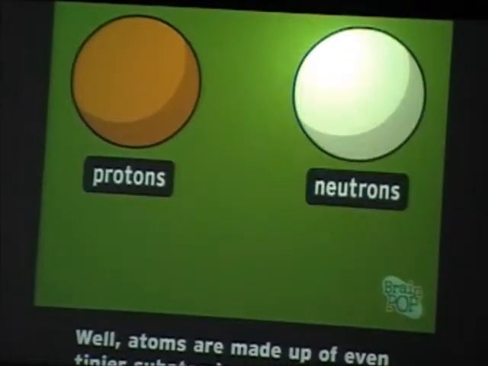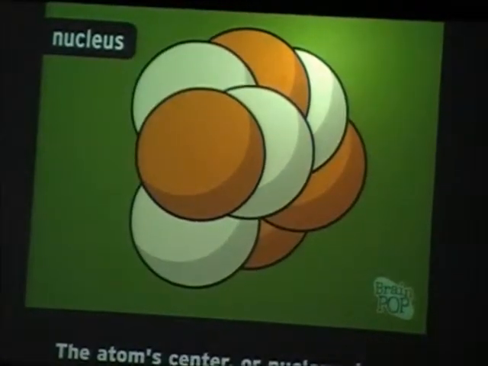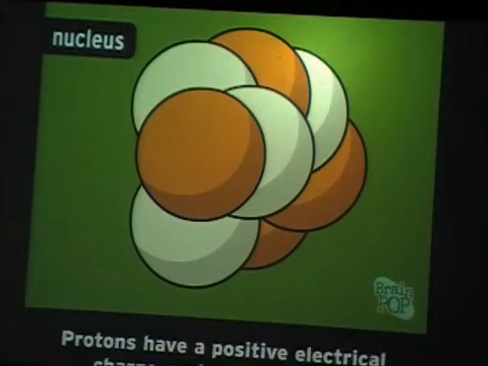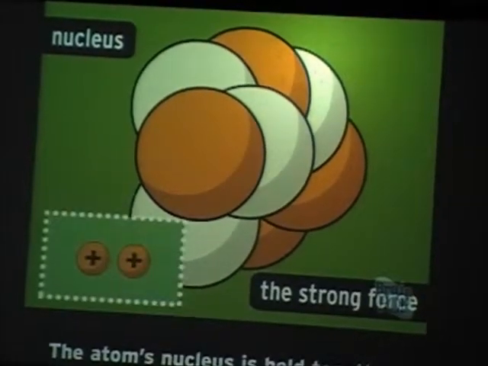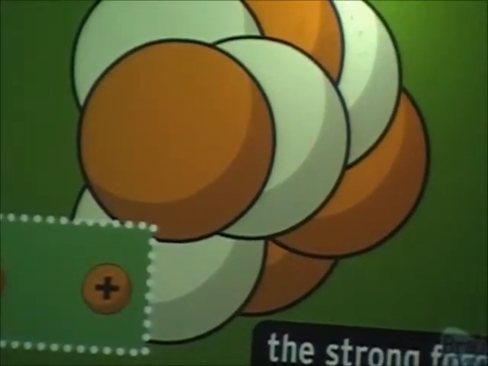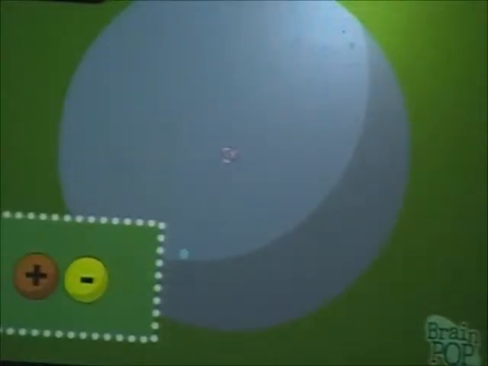What is it? Well, atoms are made up of even tinier subatomic particles called protons, neutrons, and electrons. The atom's center, or nucleus, is a cluster of protons and neutrons. Protons have a positive electrical charge, and neutrons have no electrical charge. The atom's nucleus is held together by the strong force, which keeps the positively charged protons from repelling each other. The nucleus is surrounded by a cloud of electrons moving near the speed of light. The electrons have a negative charge that attracts them to the protons, and they live in shells representing different energy levels.